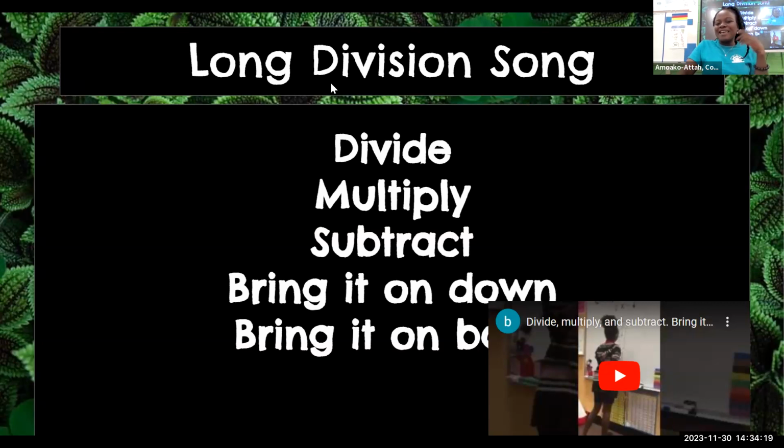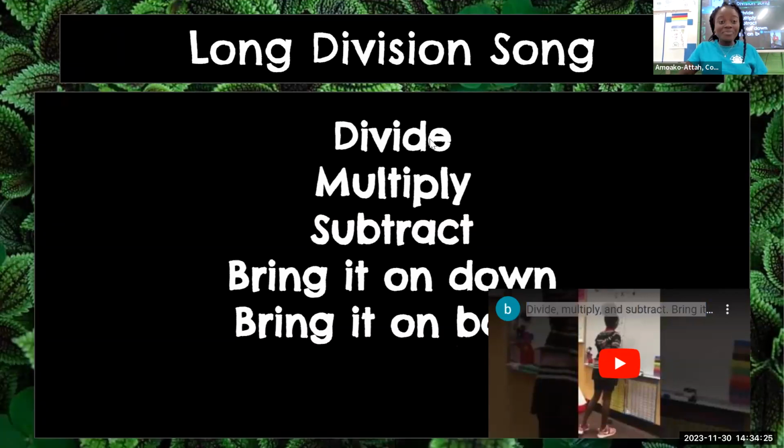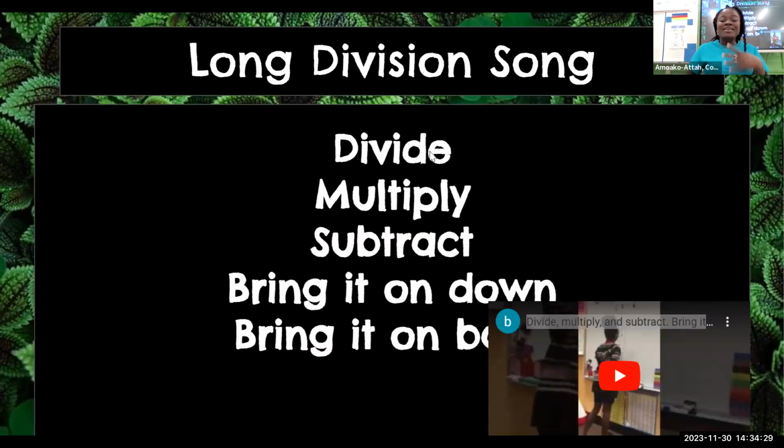Divide, multiply, and subtract, bring it down and bring it on. Divide, multiply, and subtract, bring it down, bring it down, and bring it back.